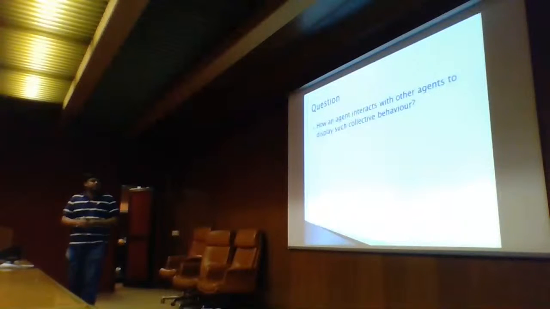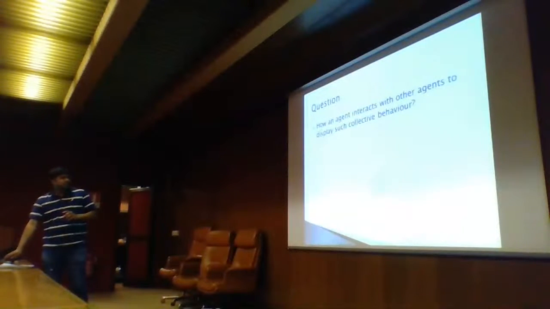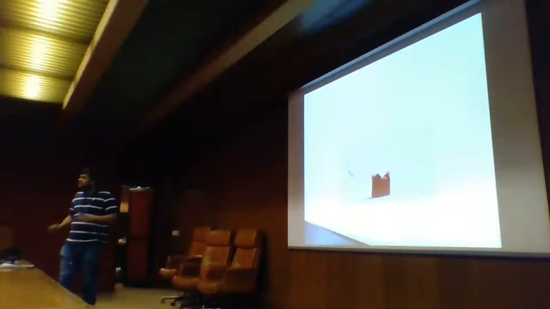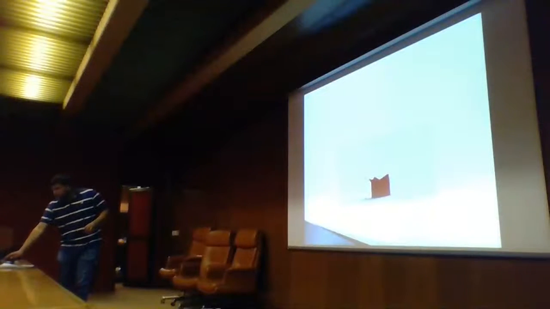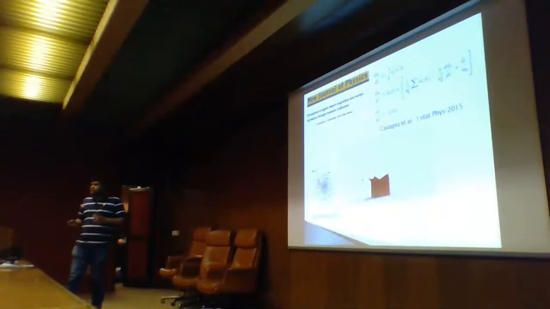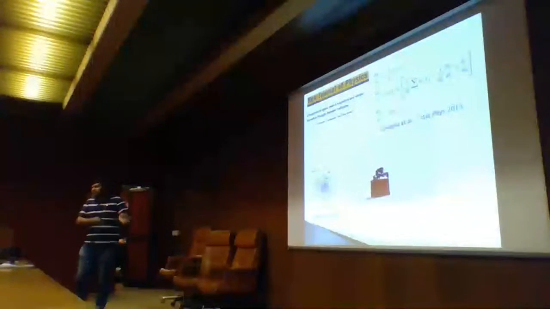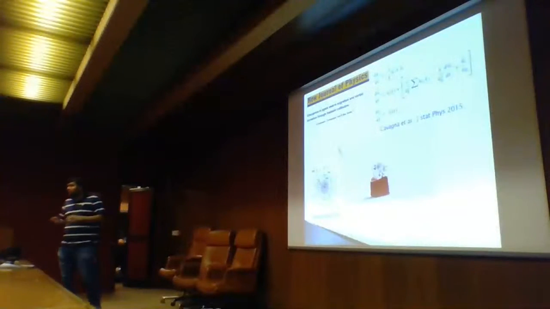Somehow they show this collective behavior. So here's the question that we try to ask. It's one of the questions in the field. To answer these questions, there are many models which have been proposed. Models are basically what we think that the agents are doing. We put them in a mathematical form, and then we check if it tallies with what we are observing.